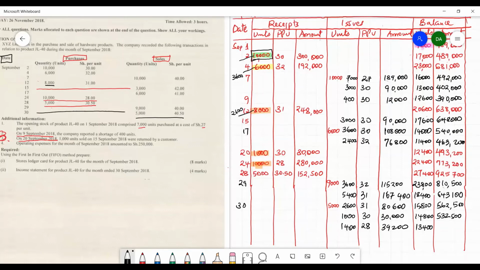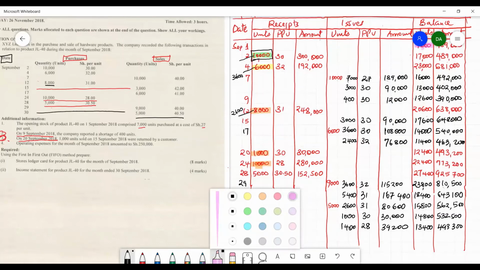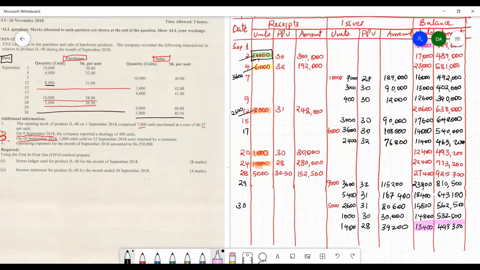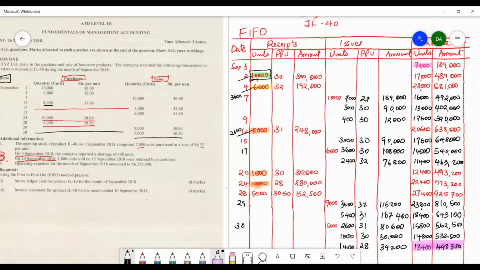And 532,500 minus 39,200 should give us 493,300. Right, so that is the last transaction. So we have determined the closing stock for the month of September 2018. The closing inventory is 13,400 units, which equals 493,300 shillings.